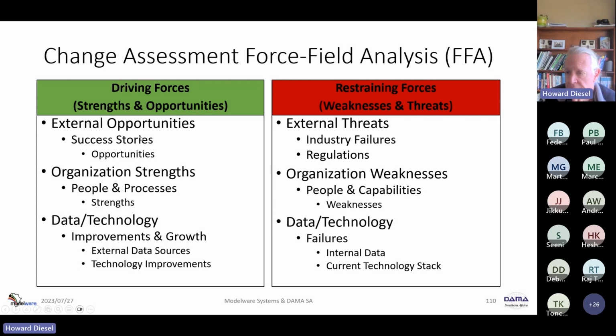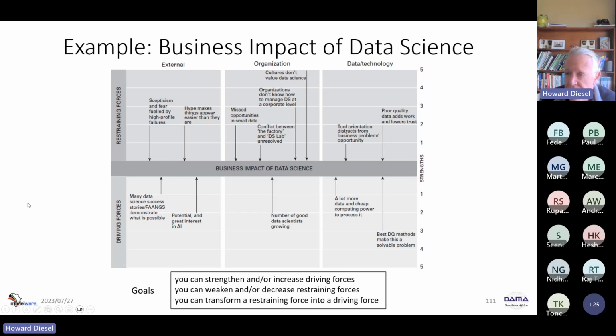Then you can start looking at opportunities, success stories in the market, and then threats: industry failures, regulations, or someone growing a lot faster than you, that competitive advantage. Where is that threat? And then you can also bring this up into data and technology. What's helpful here is that when you define these forces, you're categorizing the forces. Let me show you a little bit of how this works out.